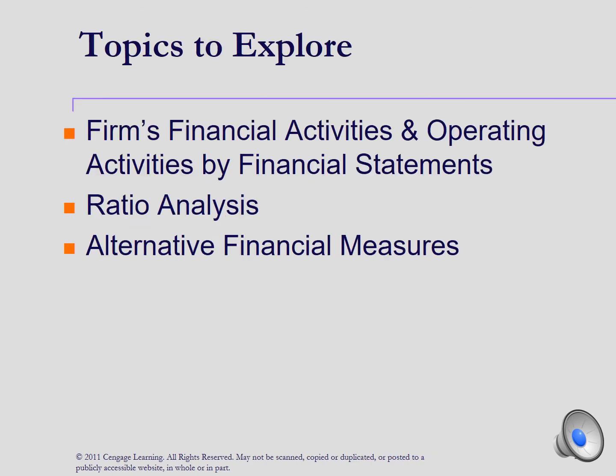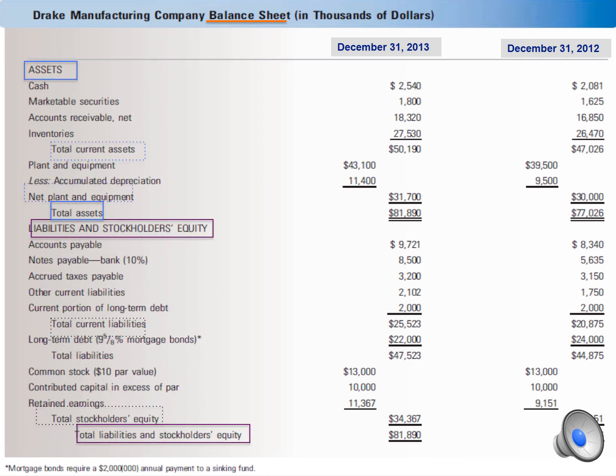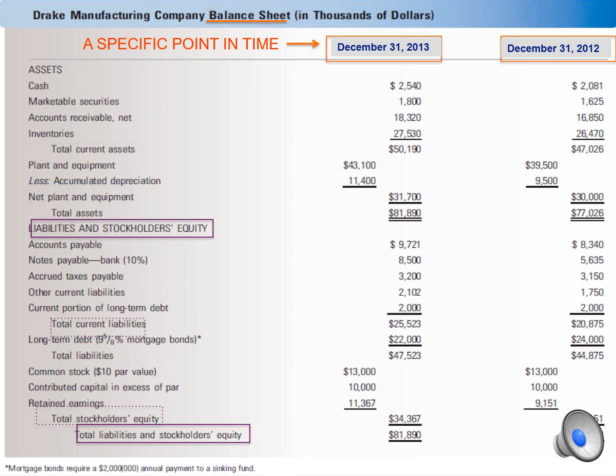Chapter 3. In this chapter, we are going to discuss these topics. Balance sheet. Balance sheet is a financial statement that summarizes a company's assets, liabilities, and shareholders' equity at a specific point in time. It gives us the formula that total assets equals total liabilities plus shareholders' equity.